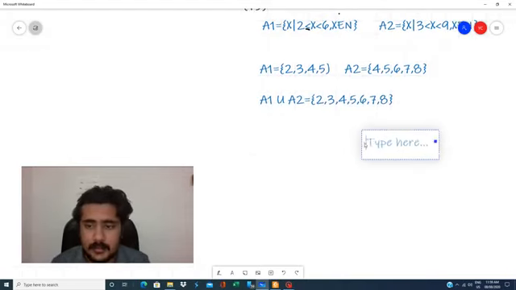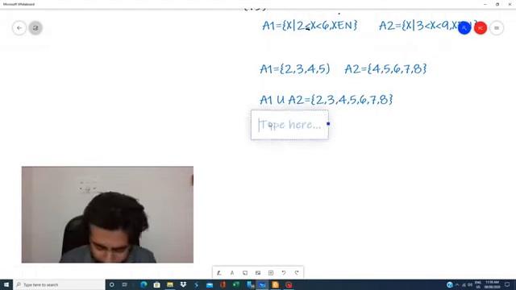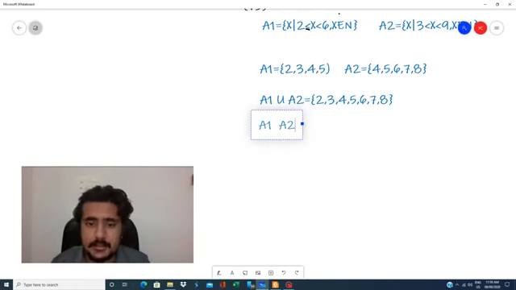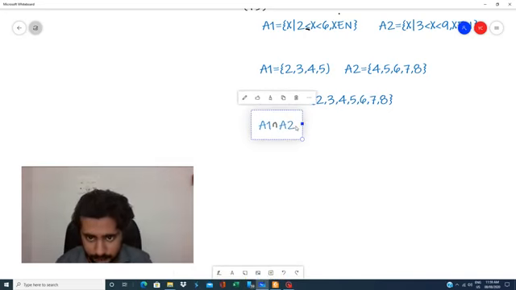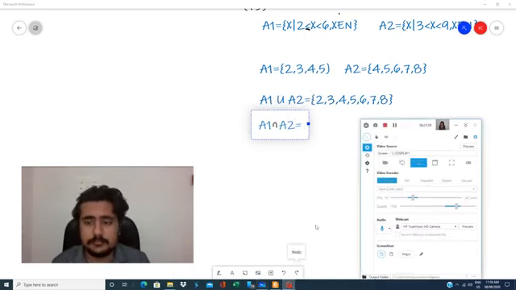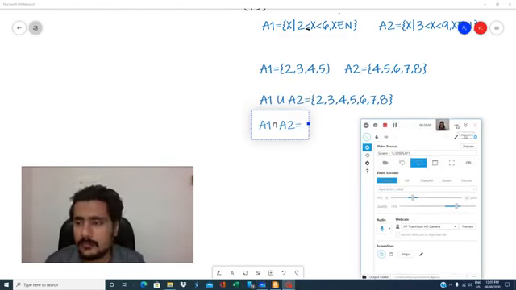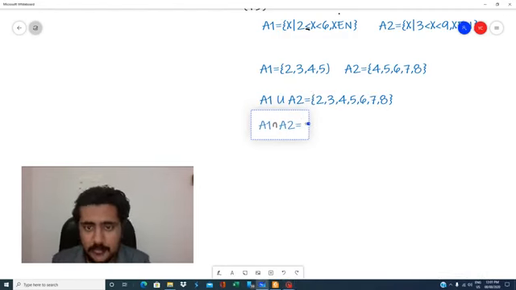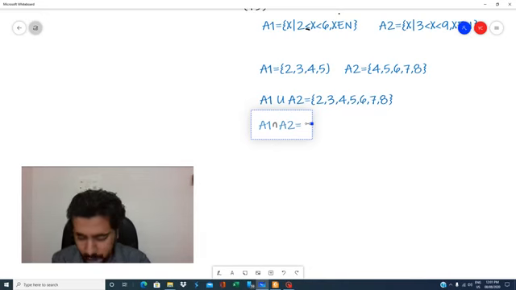And as far as intersection is concerned, A1 intersection A2. Yes, so A1 intersection A2. So what is intersection? It is 4 and 5.